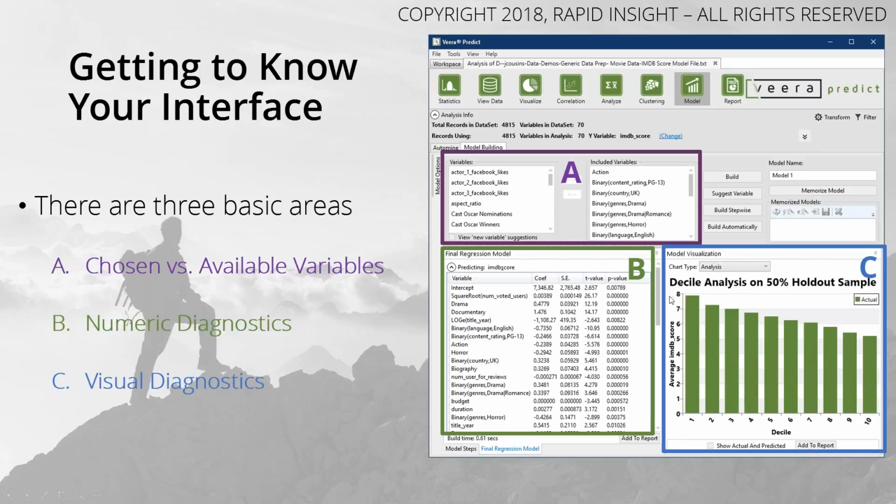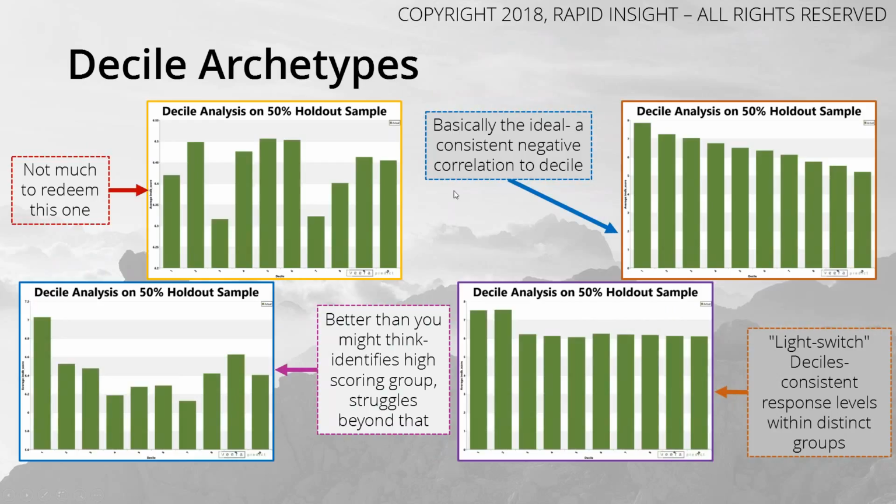And then finally, the visual diagnostics. I wanted to cover this very specifically because I think that it is such a useful way to explore the results. And when I say that, the decile analysis, it's the most immediate visual confirmation of how your model is performing. So taking a look here, these roughly cover maybe the four. There might be other common examples, but these roughly cover the four possibilities for your deciles.